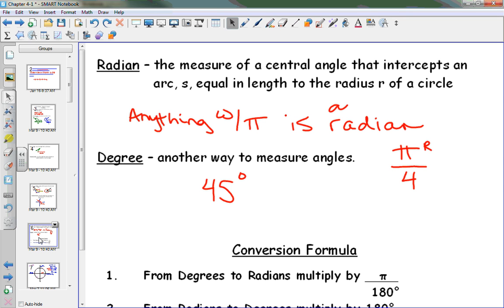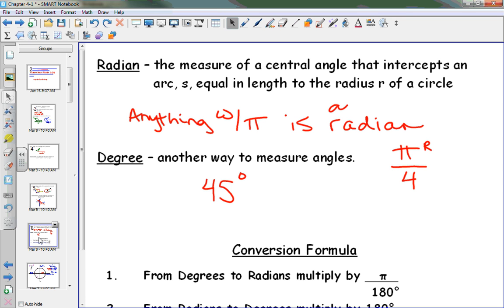Okay? Now, anytime that you have a pi in the angle, it's a radian measure. Your textbook sometimes will put a little r as an exponent above the pi. That little r tells you that it is radian measure. Do we understand that? Yes or no?